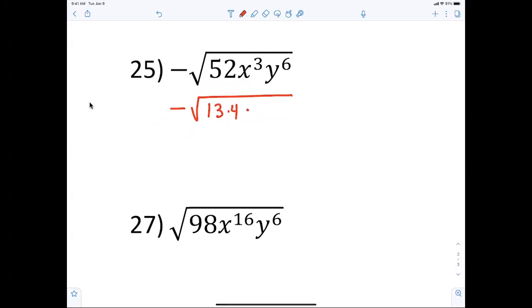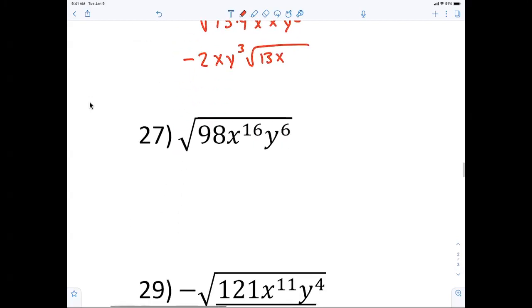x to the second times x. Good job, buddy. And then y to the sixth. All right, tell me the answer now. It'd be 2, x, y to the third, and then radical 13. Thank you, sir. Nice. Easy, right? It's so easy to write out the work. I'm not making mistakes if I write out the work. Eventually, you'll just be able to look at that and tell me the answer.